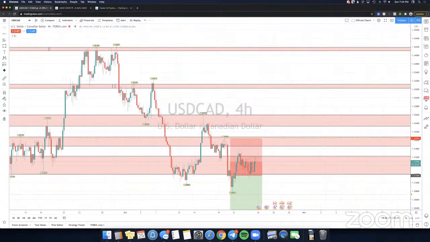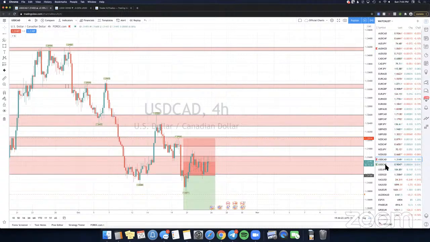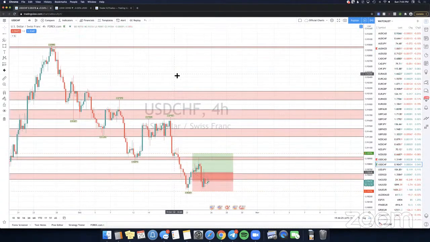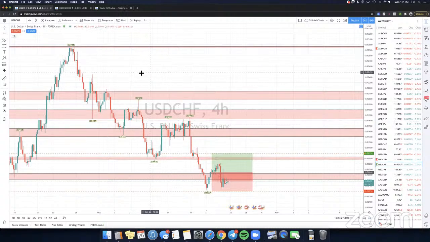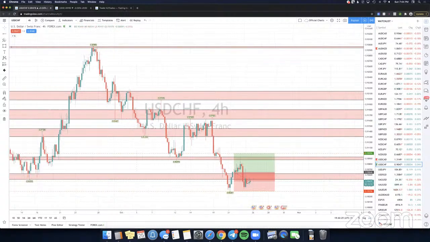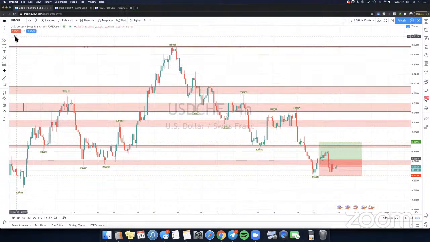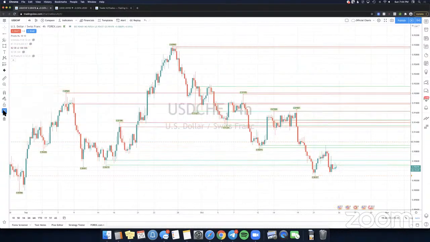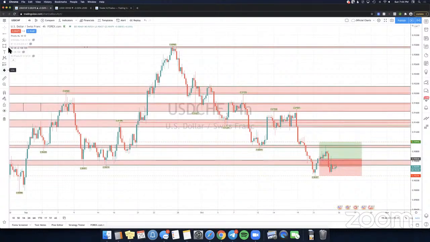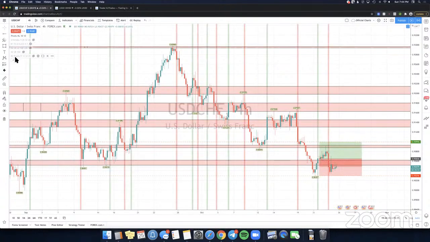I'm going to move on to the next one, USD CHF. I'm going to take some time on this and analyze my analysis on the specific pair. So let's make sure the zones are lined up properly. Yeah, the zones look like they're still lined up in the same areas that they were marked up from last week. Let me turn on the momentum indicator.